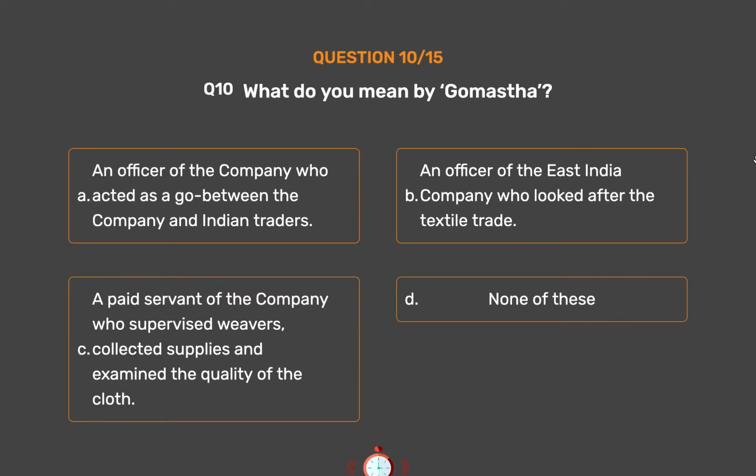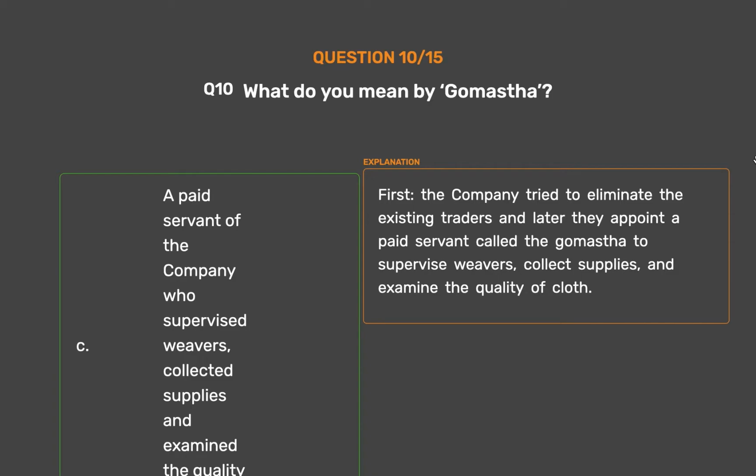The correct answer is Option C. A paid servant of the company who supervised weavers, collected supplies and examined the quality of the cloth. First, the company tried to eliminate the existing traders and later they appointed a paid servant called the Gomastha to supervise weavers, collect supplies, and examine the quality of cloth.